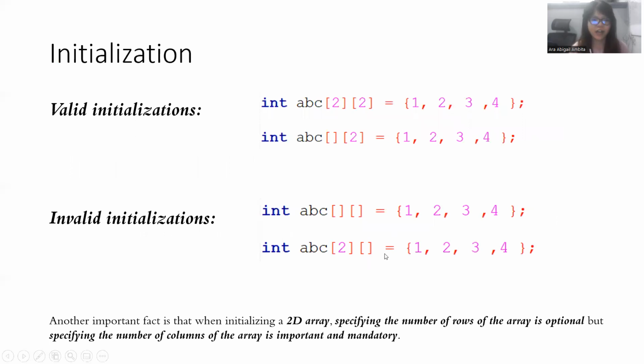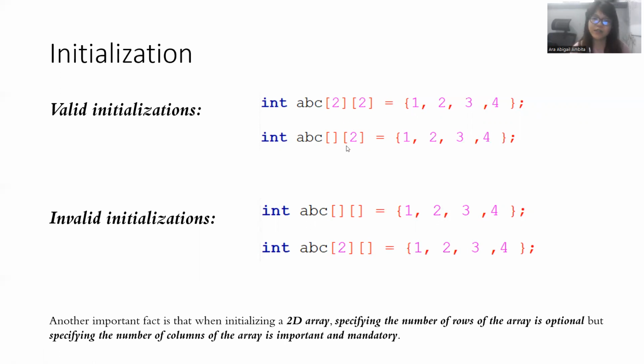Right. There are also legal and illegal initializations. These are the valid initializations. In the first example, you specify both of the array sizes. So the compiler knows the number of rows as well as the number of columns per row.